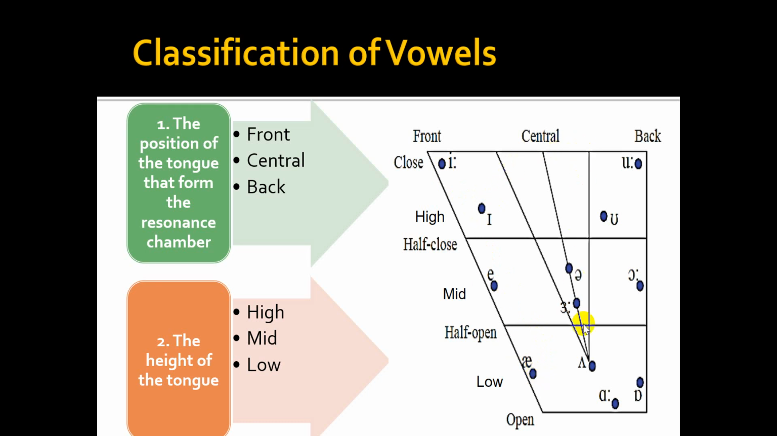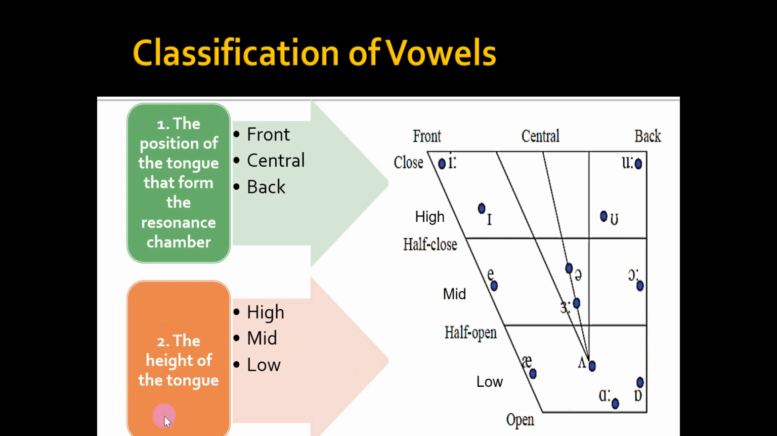But when the central part of the tongue is raised, we have central vowels. A is not specifically a central vowel, but its characteristic is more like central vowels. That's why it is called centralized. When the back part of the tongue is raised, then we have back vowels. Those are u, o, and a.